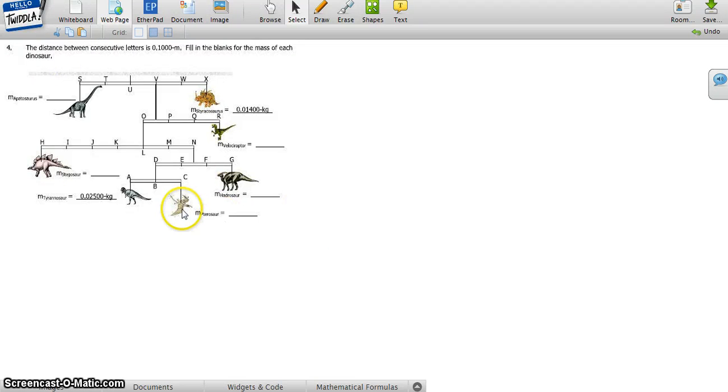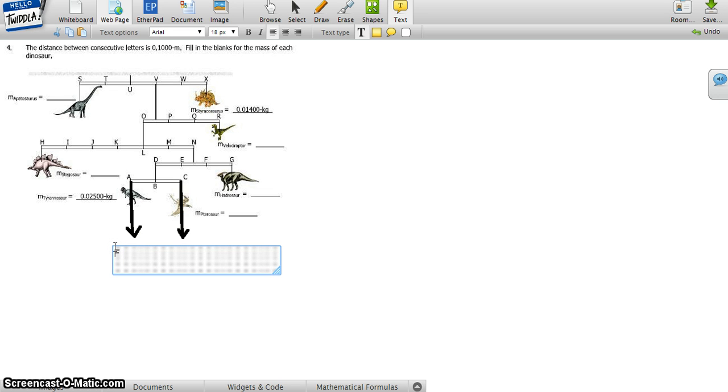Okay, for the dinosaur mobile, we know that the net torque for any particular level has to be 0. Let's start down at the bottom. There's going to be a force from the Tyrannosaur this way, and a weight force from the pterosaur this way. So force Tyrannosaur, and over here is going to be force pterosaur.